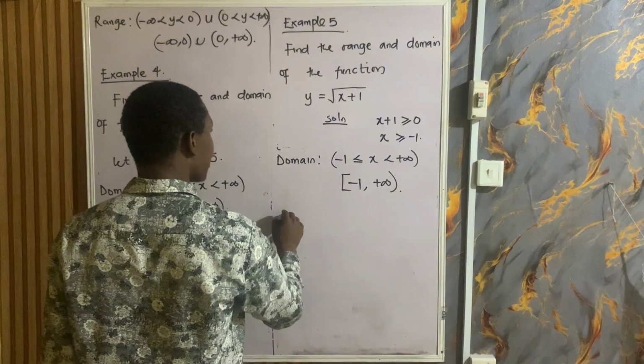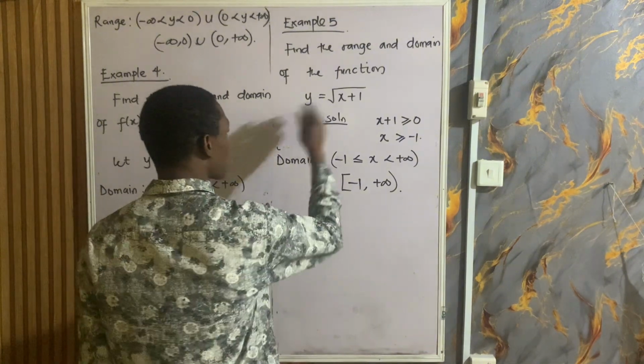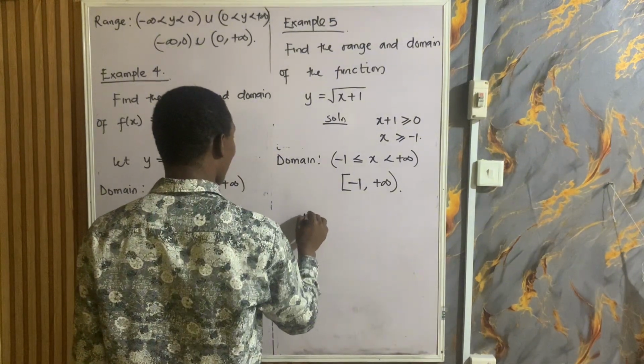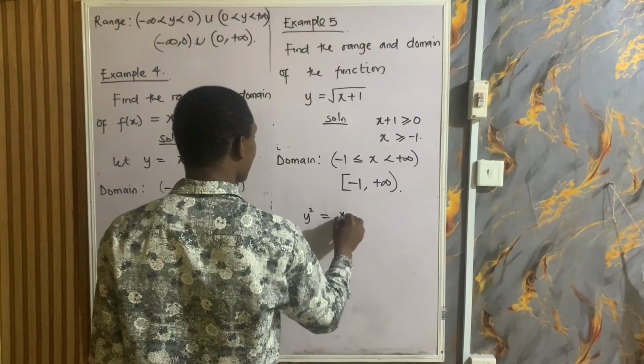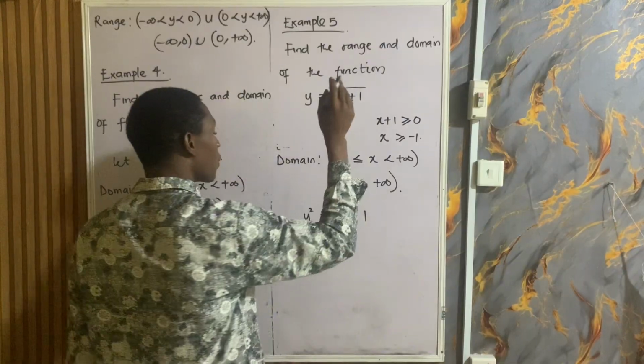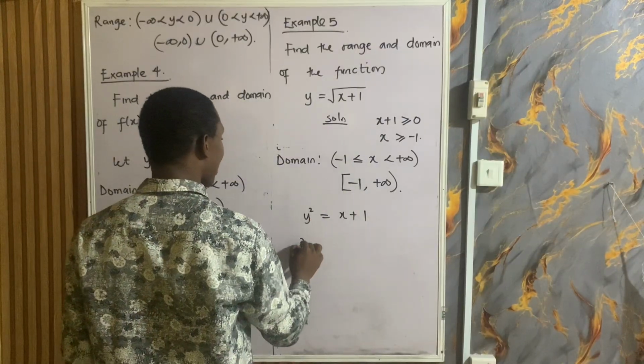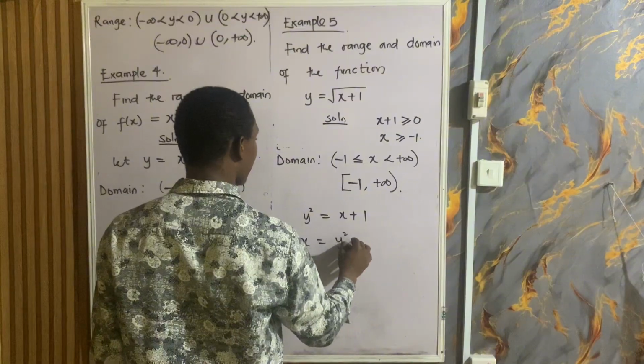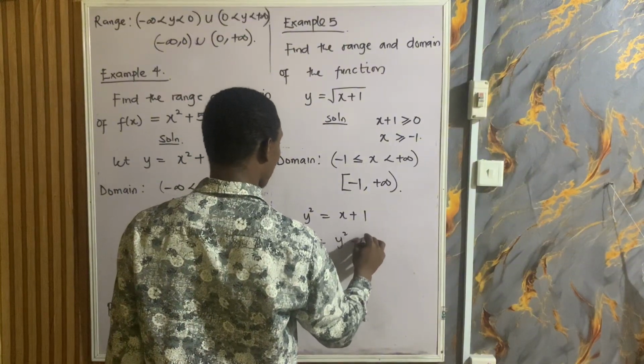Now for the range, we have to make y the subject of the formula. So you square both sides. Now that will be y squared is equal to x plus 1. The square root here will go away. If you bring this one here, you get that x is equal to y squared minus 1.